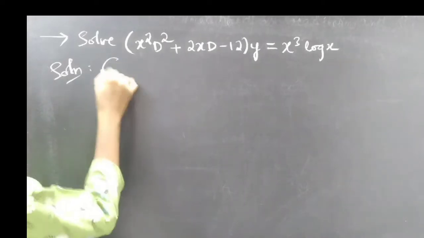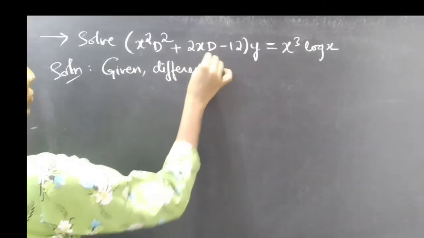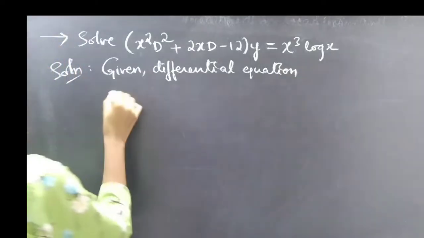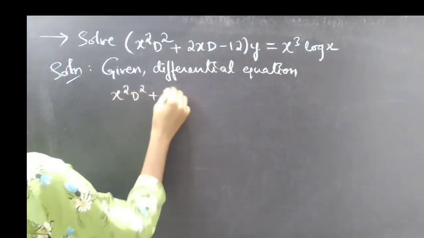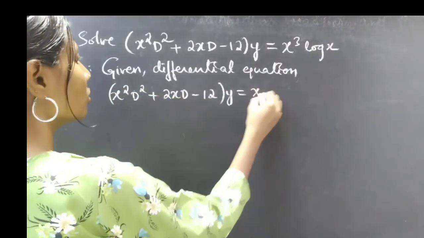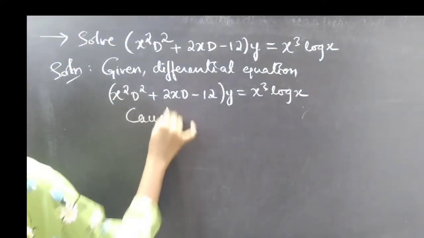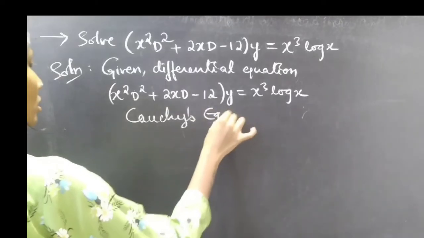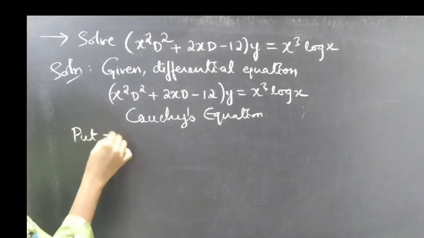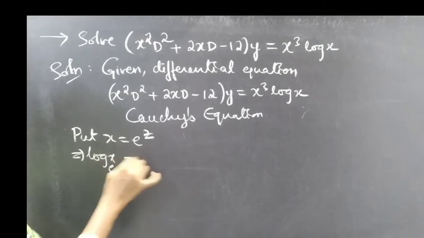Okay, the given differential equation (x squared D squared + 2xD - 12) y = x cube log x is a Cauchy's equation. So we are given a Cauchy's equation. Now we are going to make a substitution. Put x = e power z, then log x to the base e = z.